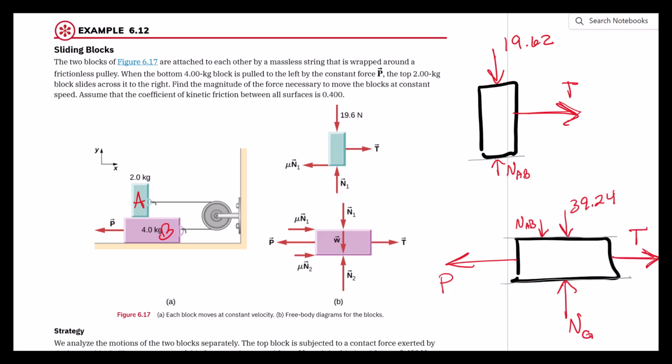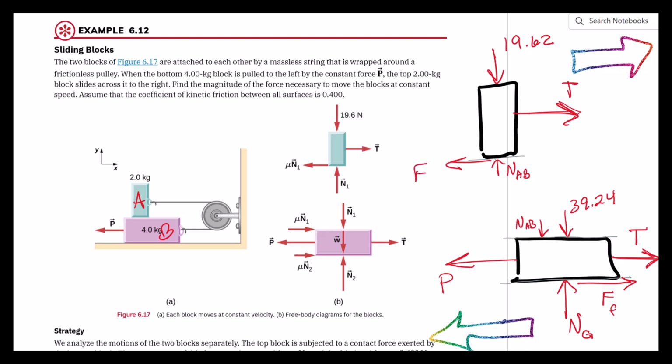Okay, and now I'm going to be pulling it to the left, so that's nice. So I know that this one is going this way, and this one is going this way, which means the friction is opposing the motion. This is important: the friction is opposing the motion between the ground and the block, and this friction is opposing the motion between A and B.